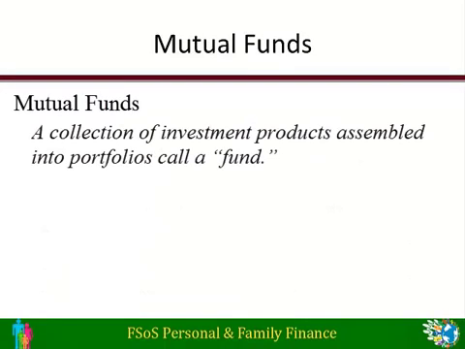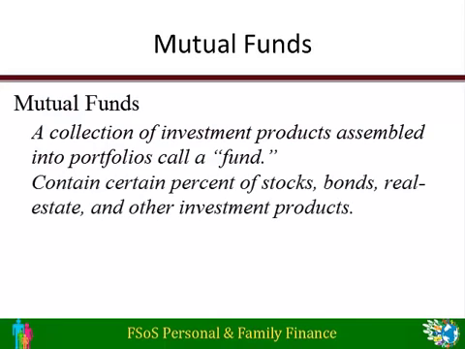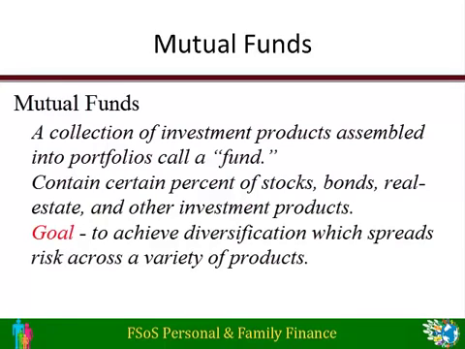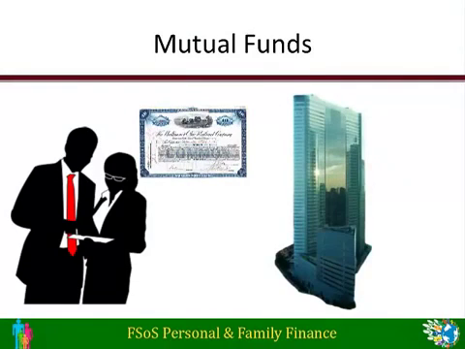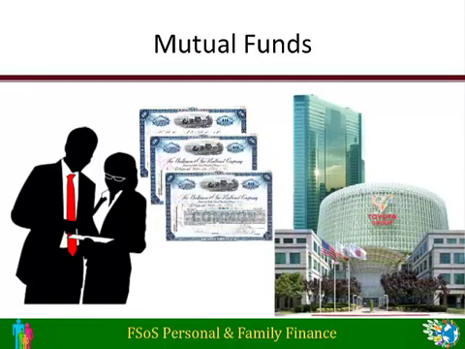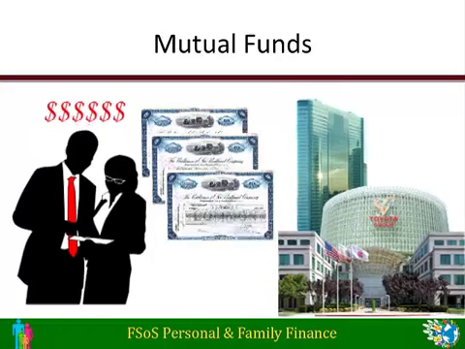Mutual funds are a collection of investment products assembled into a portfolio called a fund. These portfolios contain a certain percentage of stocks, bonds, real estate, and other investment products. One of the major goals of a mutual fund is to achieve diversification, which spreads risk across a variety of products. When one purchases an individual stock or bond, one takes on the risk of losing money if that particular entity performs poorly. One way to decrease that risk is to purchase stocks or bonds from more than one company or entity. The challenge with this for an individual is the cost. Purchasing multiple stocks and bonds might be too expensive and beyond an individual's reach.